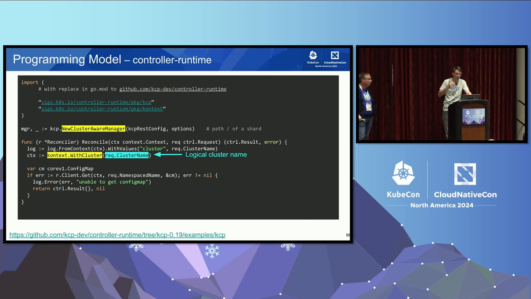This means if you already have a controller or operator written with controller-runtime, it's very easy to convert it to the cluster-aware pattern, basically. But of course, you can always run any controller against a single logical cluster. It's kube-compatible. This is really just for the case you want one controller for all logical clusters on a shard.